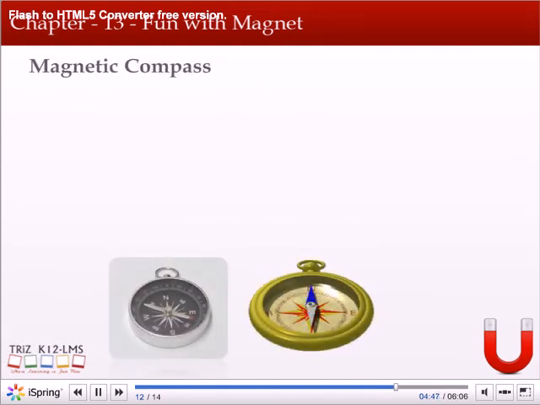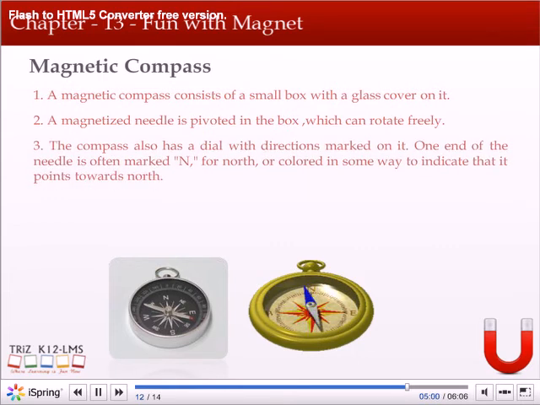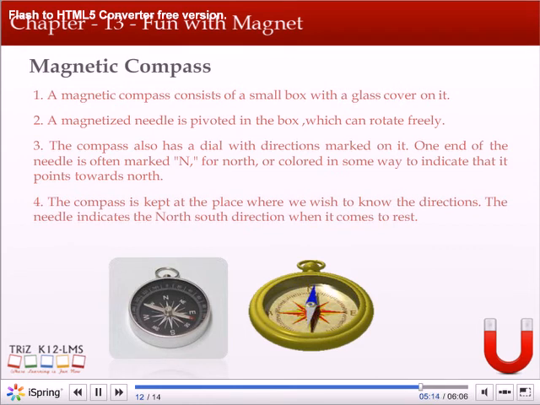Magnetic compass. A magnetic compass consists of a small box with a glass cover on it. A magnetized needle is pivoted in the box, which can rotate freely. The compass also has a dial with directions marked on it. One end of the needle is often marked N for north or colored in some way to indicate that it points towards north. The compass is kept at the place where we wish to know the directions. The needle indicates the north-south direction when it comes to rest. A magnetic compass is used to find directions.